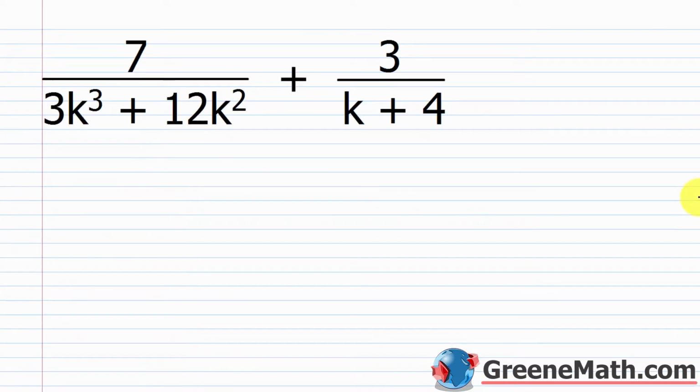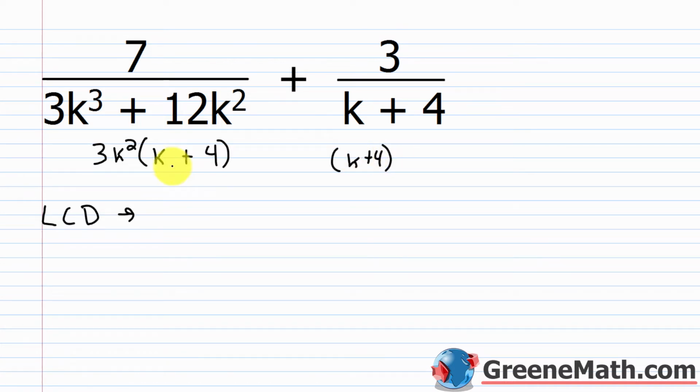So let's start out with this first one. We have 7 over 3k cubed plus 12k squared plus 3 over k plus 4. So the first thing I want to do is find my LCD. The way I do that is I factor each denominator. If I factor this denominator, I could pull out a 3k squared, and that would leave me with what? I pull that out from here, I'd get k, and then plus, if I pull that out from here, I would have a 4. Now this over here is k plus 4.